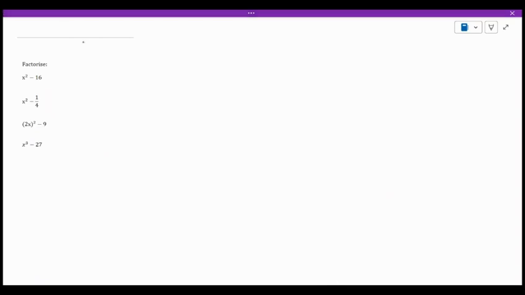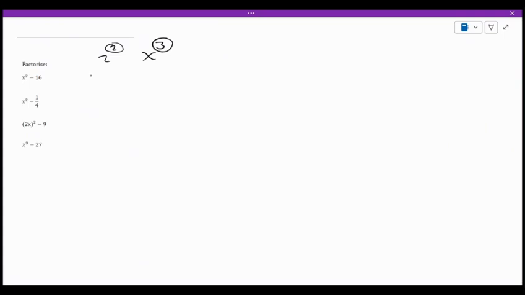Good day, students. Today we'll be looking over factorizing, specifically factorizing the difference between two squares. Let's just look at the theory first. What is a square? What is a perfect square? A square is anything to the power of two, and a cube is anything to the power of three.